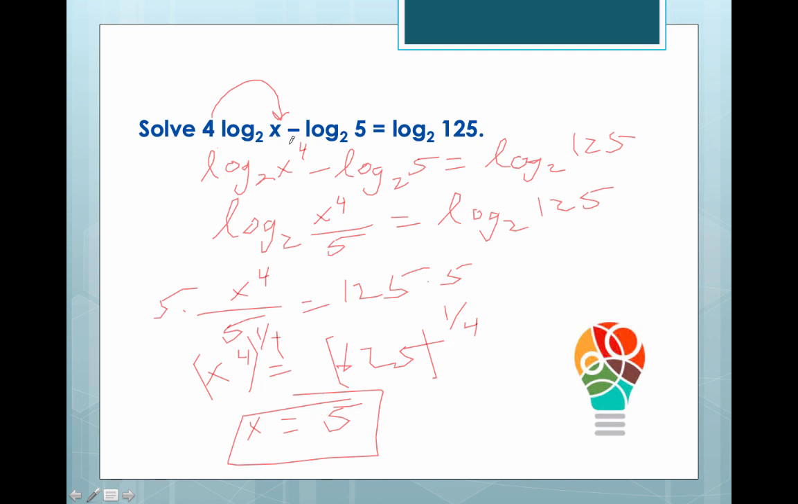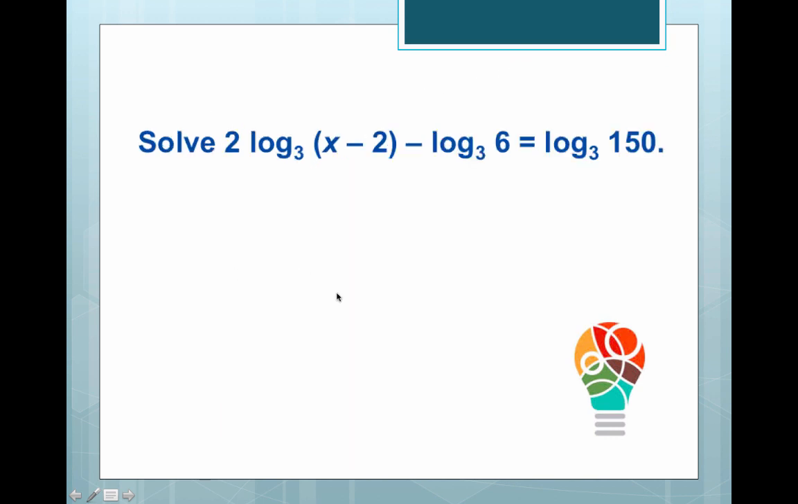Technically, it would be plus or minus 5, but I would not be allowed to put a negative 5 up there because then I'd be taking the log of a negative, and we're not allowed to do that. Bases are always positive. You can't take the log of a negative, so it's just positive 5.